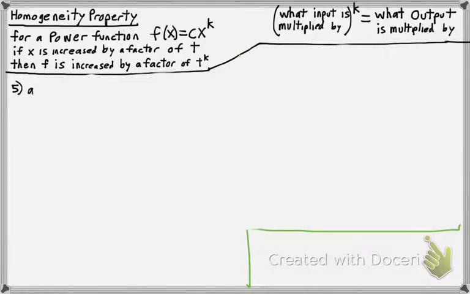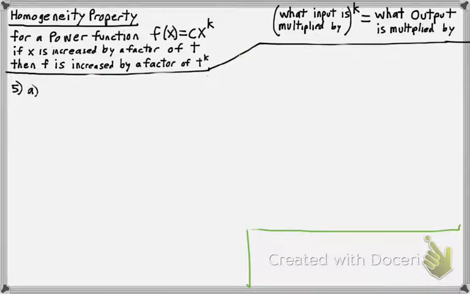In both parts, give your answer in terms of a percentage. So for part A, it says, if the horsepower is increased by 20% while the number of revolutions per minute remains the same, how is the propeller diameter affected? So even though we have two variables with two different exponents here, we can still use the homogeneity property because they're really only looking at one at a time, and they're making the other one constant.